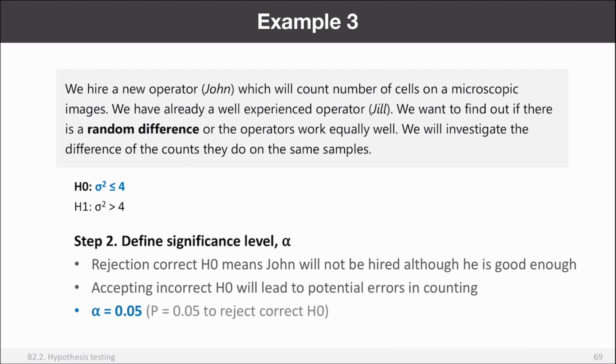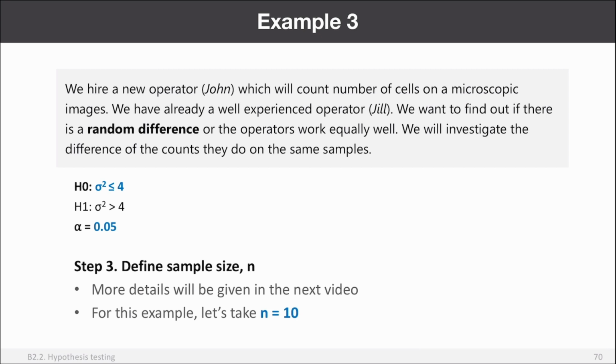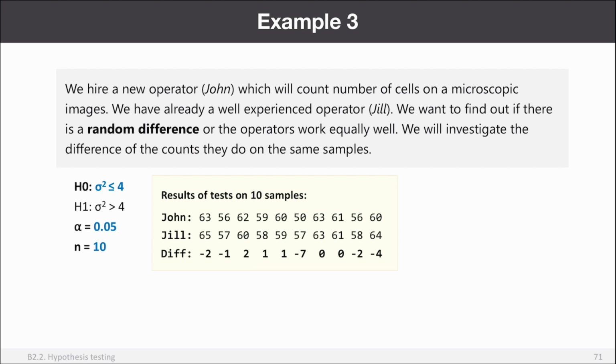So therefore, I will use the same significance level as I used for the test for systematic difference. It's 0.05. So we have a 5% chance to reject the correct null hypothesis. Now, the sample size, I will just use 10 again. As I promised, we will discuss how to define sample size correctly in one of the next videos. Okay, so now everything is defined. I defined the null hypothesis, the significance level, the sample size. Now I can run the experiments.